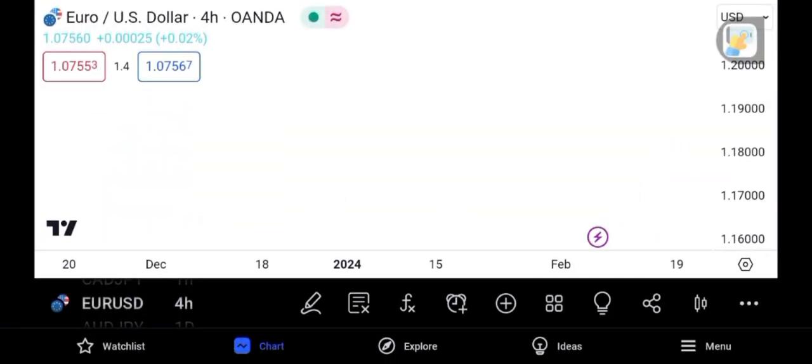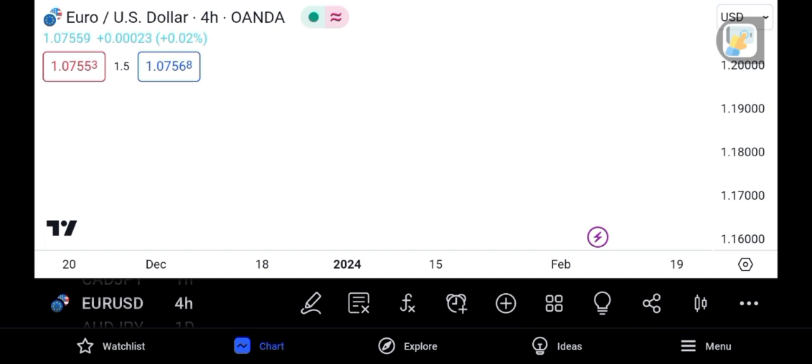So, what is market structure? Market structure is basically the representation of the market through charts. It shows us the direction of the market, how it's moving: either upward, downward, or sideways. So we have three main types of market structure: the uptrend market structure, the downtrend market structure, and the consolidation market structure.